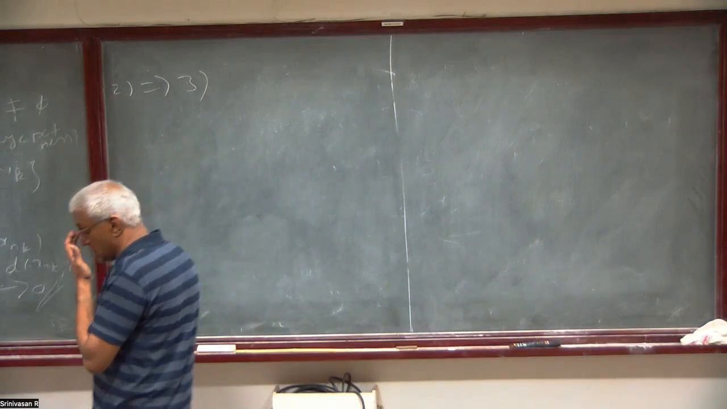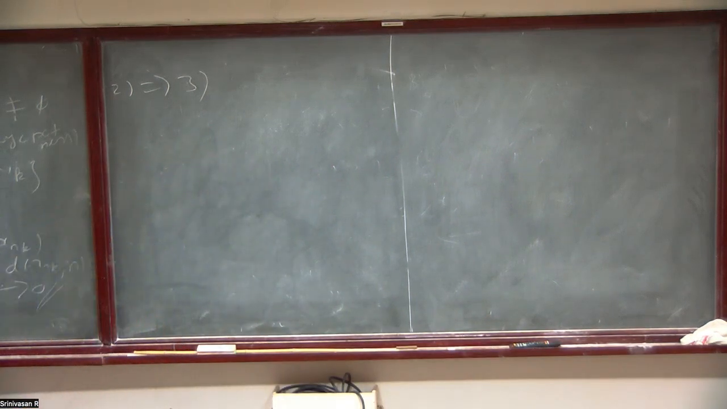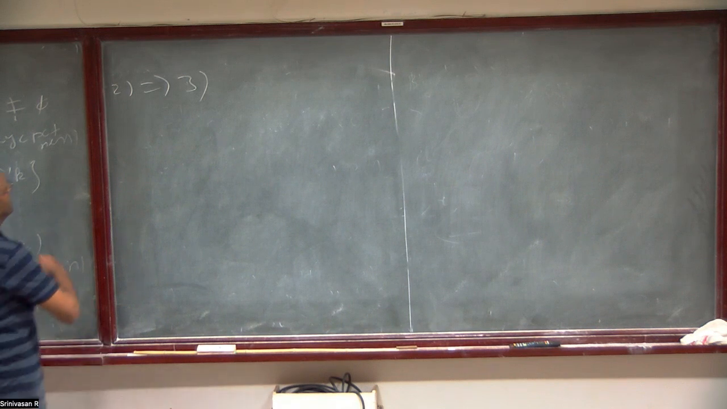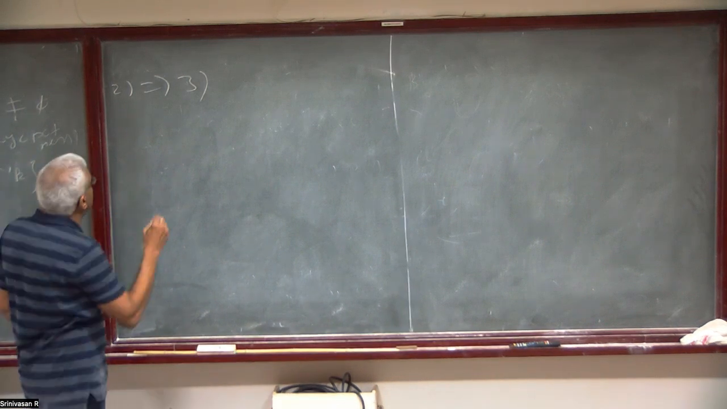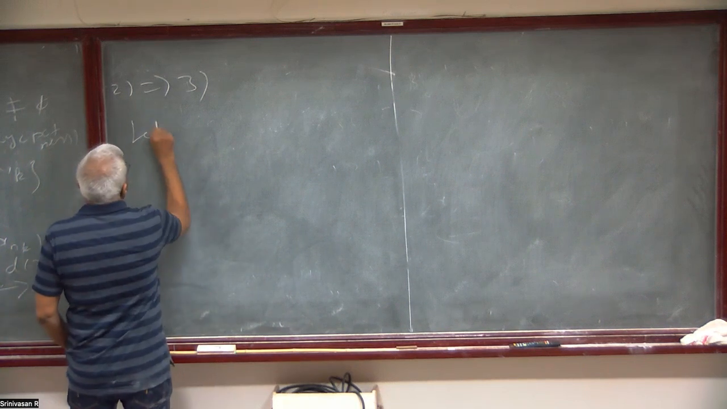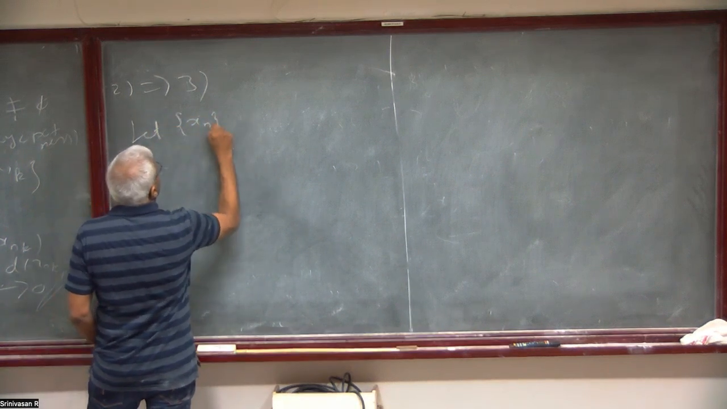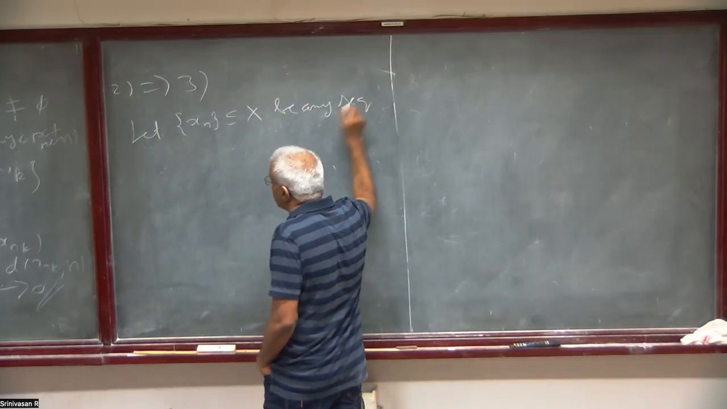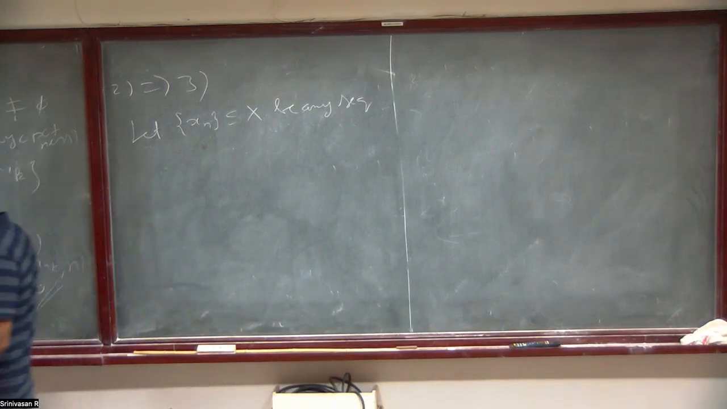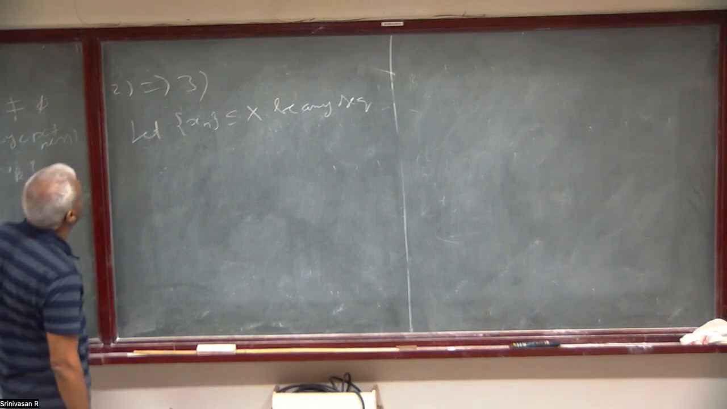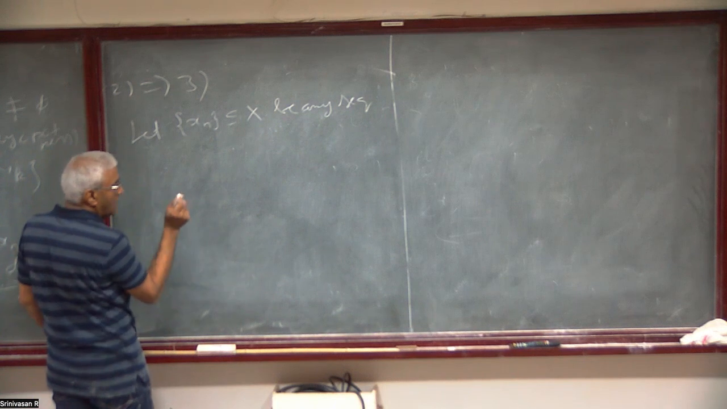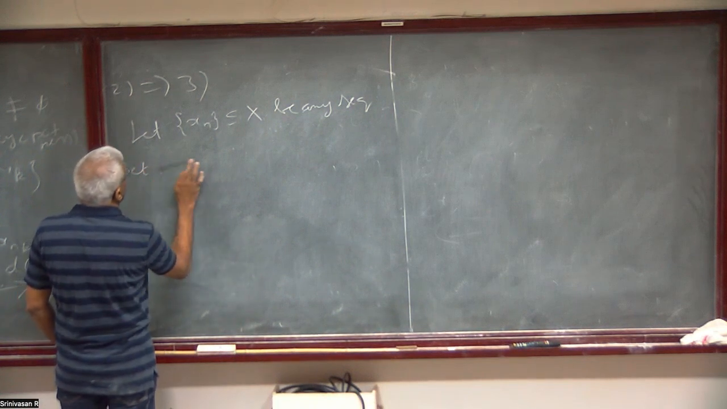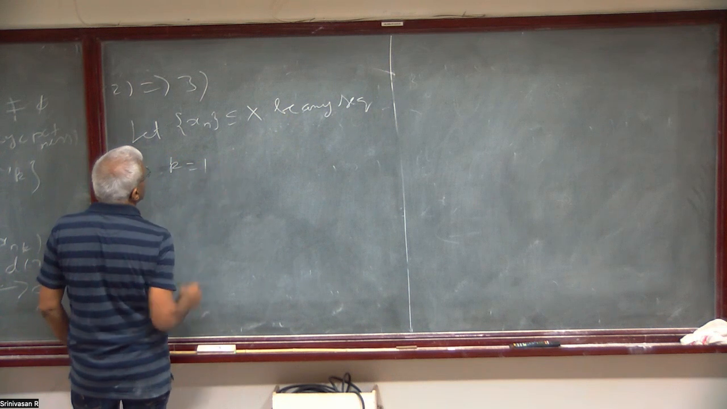2 implies 3. So we are assuming it's complete and totally bounded. Then we want to prove it's sequentially compact. To prove sequentially compact, let x_n contained in X be any sequence. We have to produce a subsequence of this which is convergent. So let k equal to 1. We start with 1.